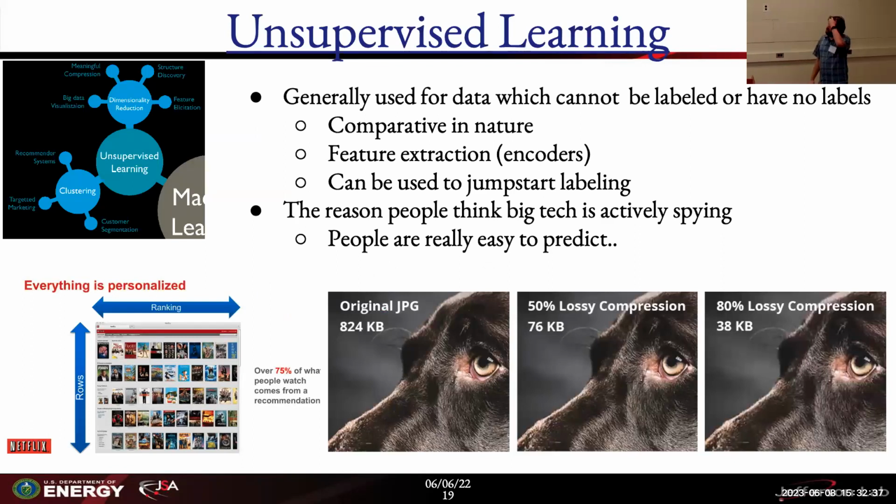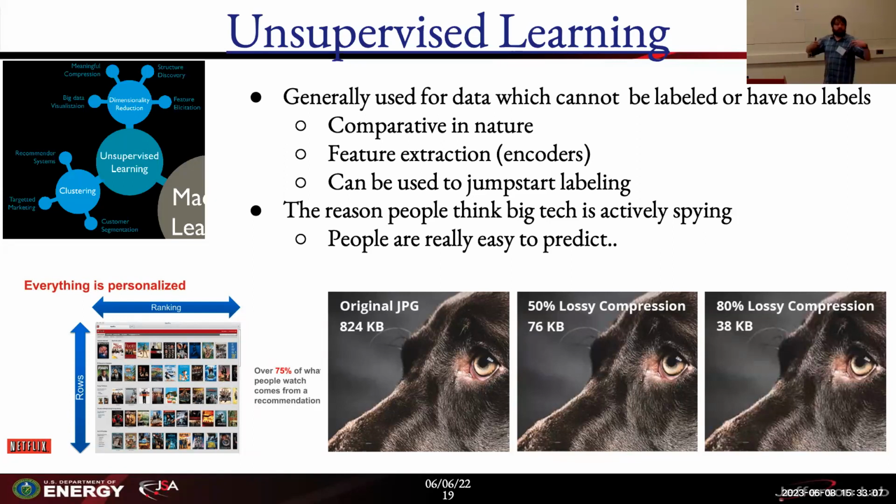Unsupervised learning. This is generally used for data which can't be labeled or have no labels. Generally worse accuracy than supervised learning. Generally, not always, but generally, because by providing it the target values or the labels, you're giving it more data to work with. It's comparative in nature. Things like feature extraction through encoders. You can possibly use these techniques to jumpstart labeling.